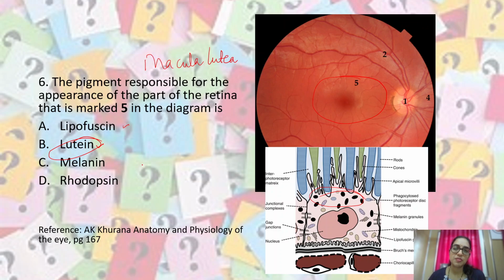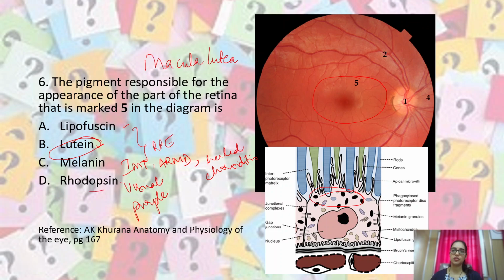So that is seen as pigment clumps and very commonly seen in disorders like idiopathic macular telangiectasias, ARMD, age-related macular degeneration, or healing of any choroiditis scars. Like if you see scars, you'll always see pigment clumps there. Then rhodopsin, or the visual purple, is a part of rods and it is seen in the photoreceptors. So these three are seen in the RPE, but the rhodopsin is seen in the photoreceptors.